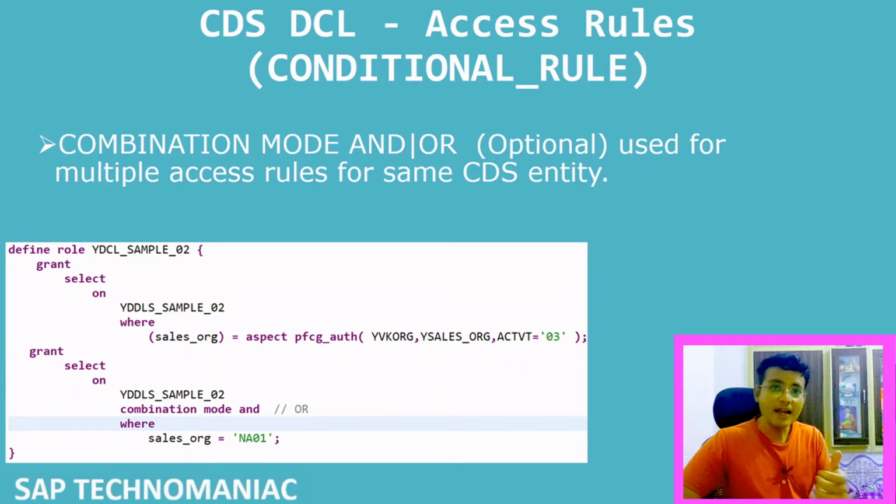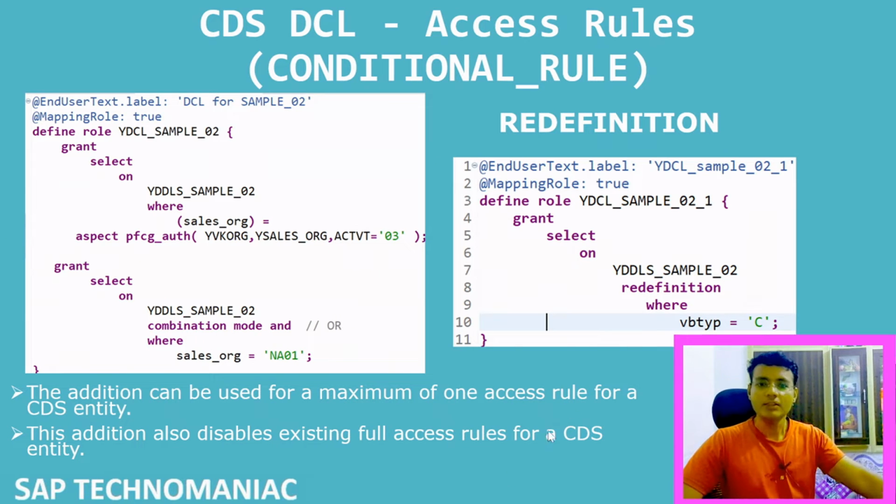For conditional access rules, apart from combination mode, we also have something called redefinition. Suppose SAP provided this DCL for this particular CDS entity. There are a lot of PFCG conditions and literal conditions, a lot of access rules already provided. Now I want to override this access control based on my authorization object and my literal condition.